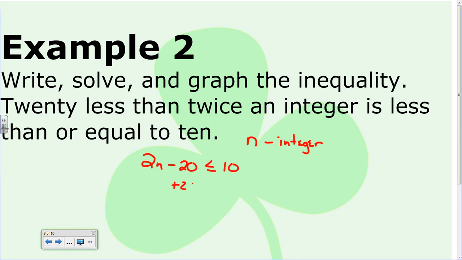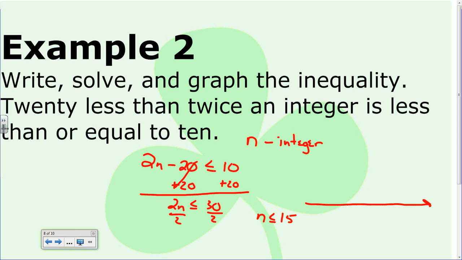Now we just solve for n. Add 20 on both sides. Those cancel. You get 2n is less than or equal to 30. Divide by 2. N is less than or equal to 15. Now to graph this, set up a number line. 0, 15 is less than or equal to, so it's a closed dot shading to the left.